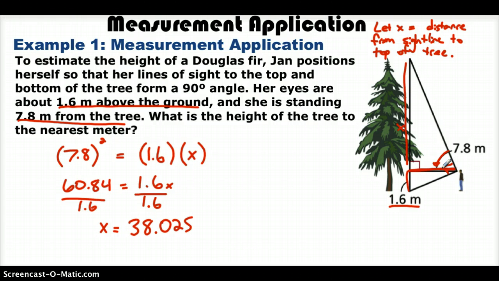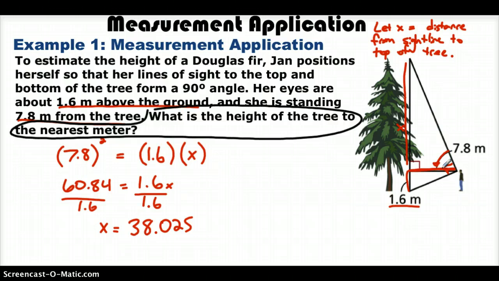That's great. Remember, though, it asks us what is the height of the tree to the nearest meter. So we have to take this number x that we got here and add 1.6 meters to it. When we do that, we'll get 39.625.